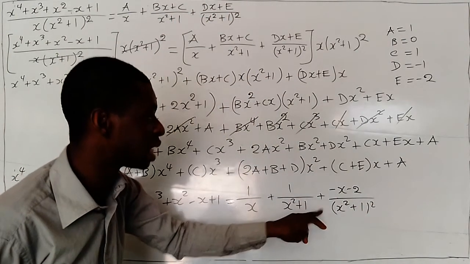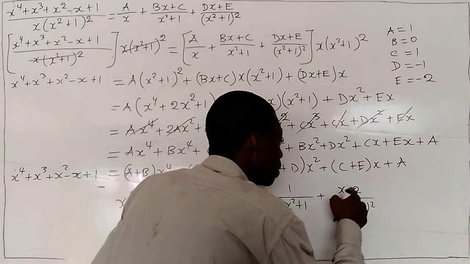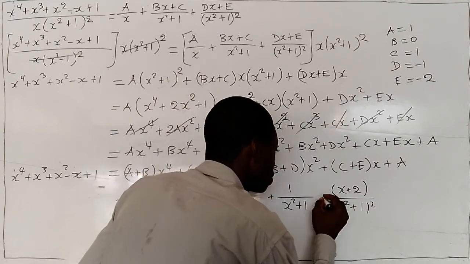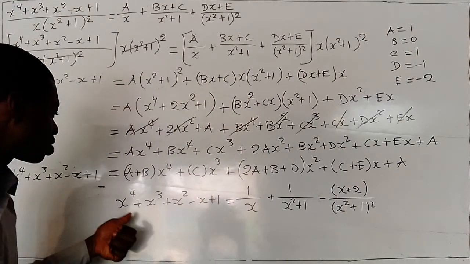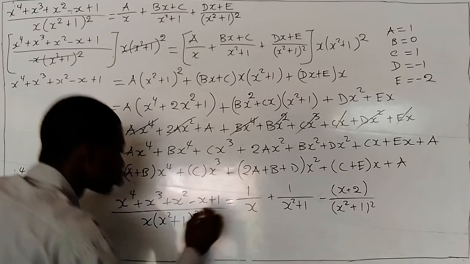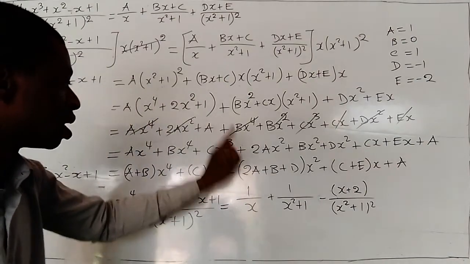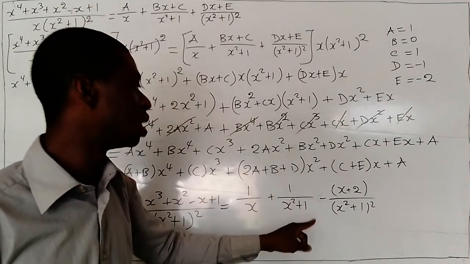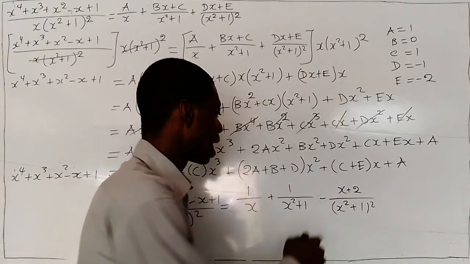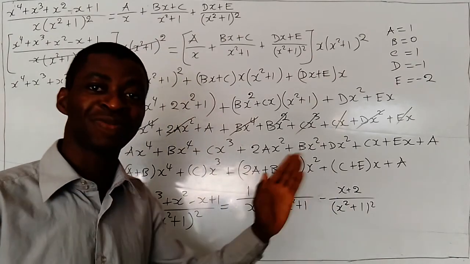But instead of writing it like this, we factorize by minus 1, and that will be minus 1 bracket x plus 2. This will be our answer. So the expression over x bracket x squared plus 1 squared gives us 1 over x plus 1 over x squared plus 1 minus (x plus 2) over x squared plus 1 squared. No need to put this bracket. So this is the fourth category.